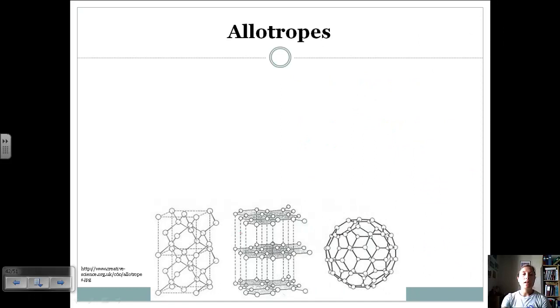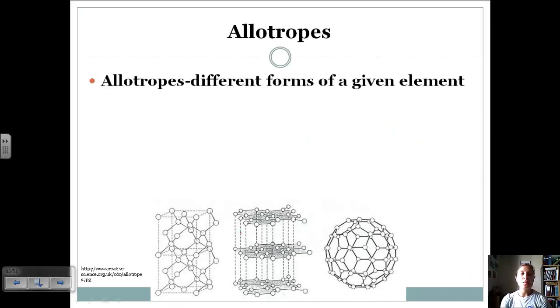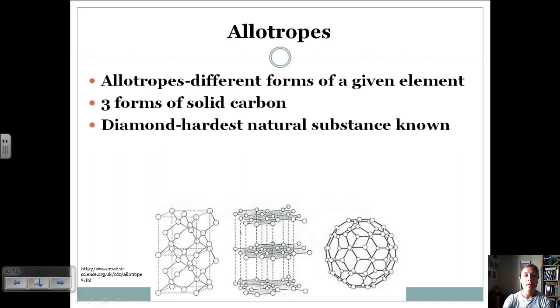Okay, so now let's talk about allotropes. Allotropes are different forms of a given element. So we're not talking about diatomics here. For example, carbon has 3 allotropes. These are all made up of only carbon. They're all solid, but yet they're all very different and have different properties. And the reason for that is the way that the carbon atoms are bonded to each other.